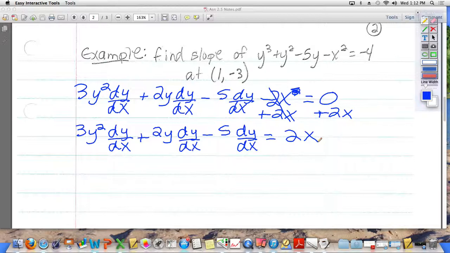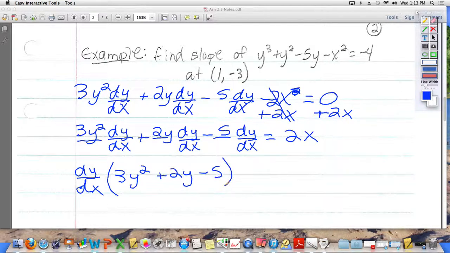I left the dy dx's alone, and I got rid of the minus 2x. I moved that to the other side because it doesn't have a dy dx with it. Now, all three terms that are left have a dy dx in them, so I'm going to factor a dy dx out, and it leaves me with the coefficients of the dy dx's. So we're going to have 3y squared plus 2y minus 5 is equal to 2x.